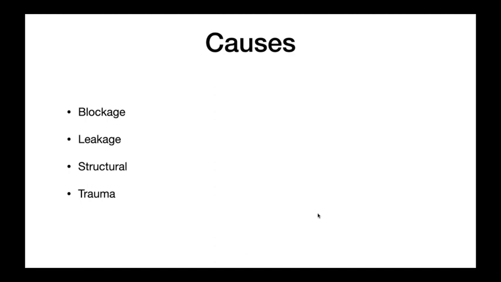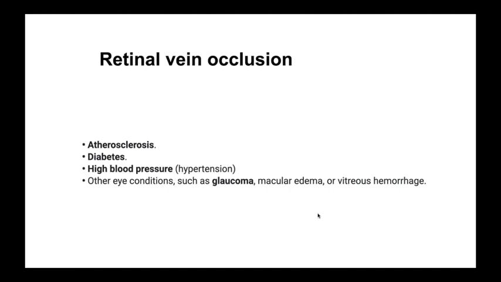Also trauma. I mentioned trauma, a blunt blow to the eye, an injury where this causes a vascular problem. So let's look at a retinal vein occlusion. A common cause of this is arteriosclerosis. And as we all get older, our arteries become harder, more rigid, and there's a tendency that they may block one of the small veins and cause a hemorrhage.